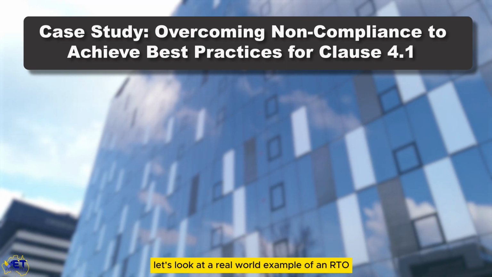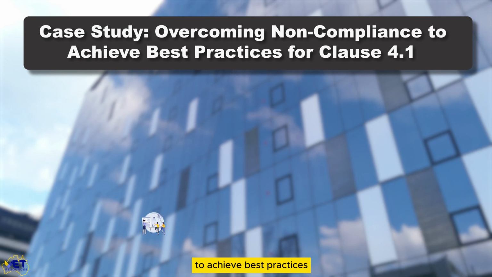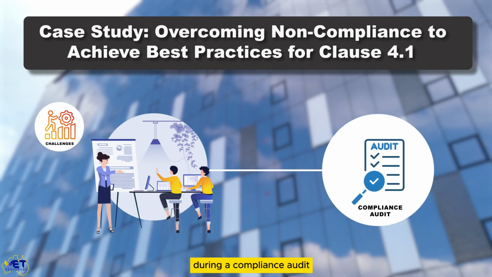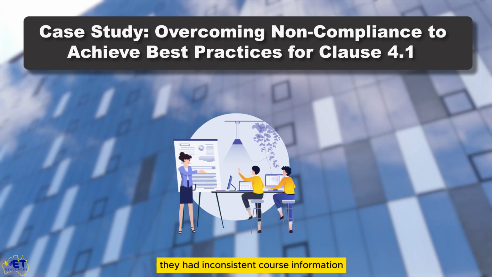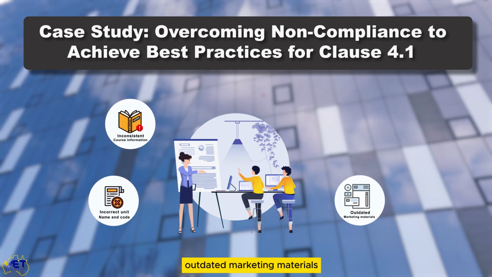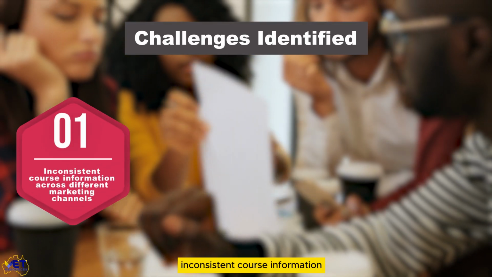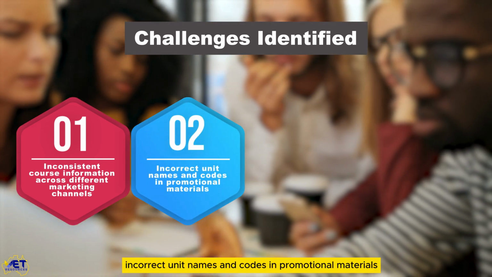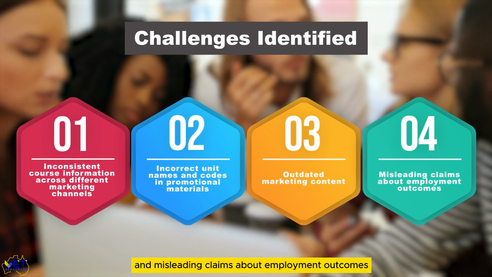Let's look at a real-world example of an RTO that navigated non-compliance to achieve best practices. KoL Training Institute in Melbourne faced significant challenges during a compliance audit, which revealed non-compliance under Clause 4.1. They had inconsistent course information, incorrect unit names and codes, outdated marketing materials, and misleading claims about employment outcomes. The challenges identified included inconsistent course information across different marketing channels, incorrect unit names and codes in promotional materials, outdated marketing content, and misleading claims about employment outcomes.